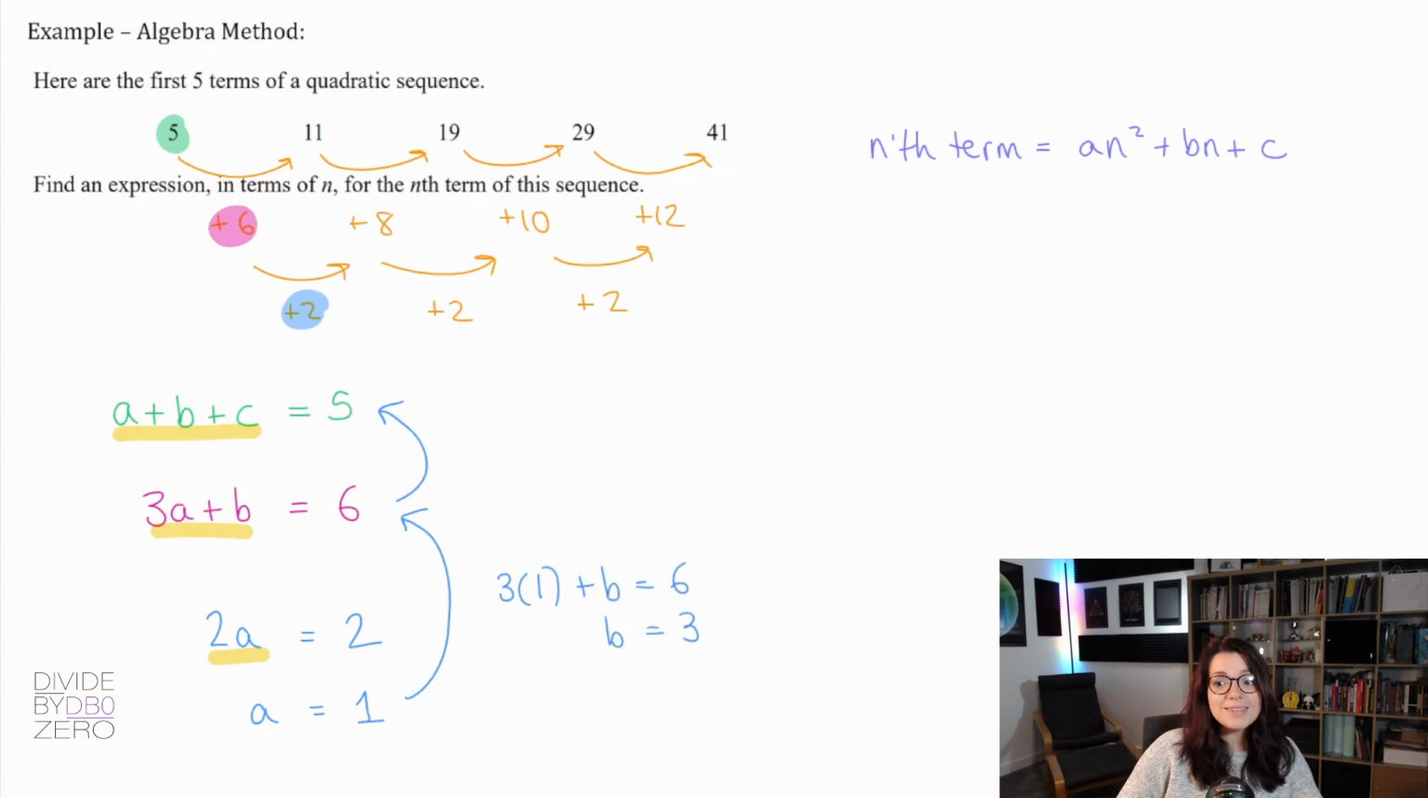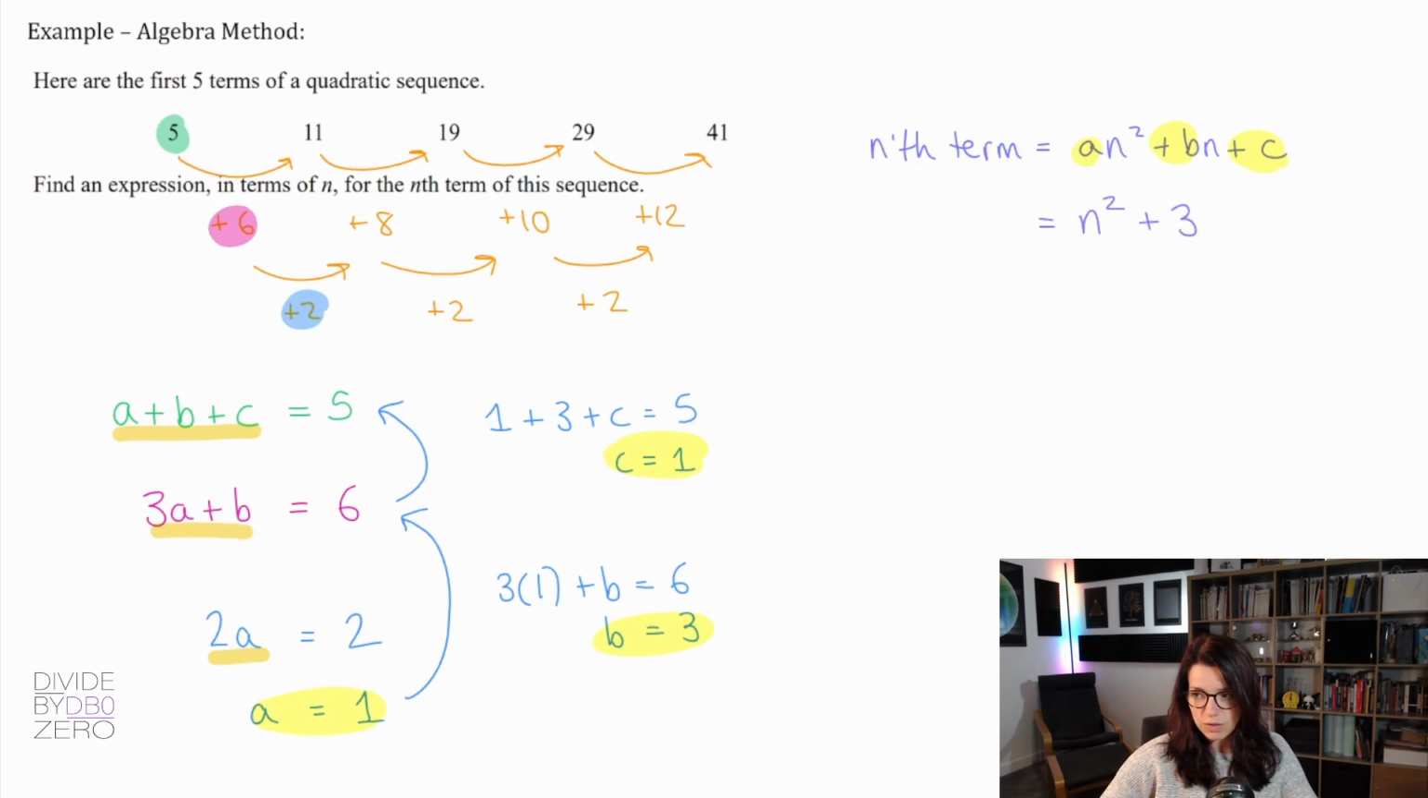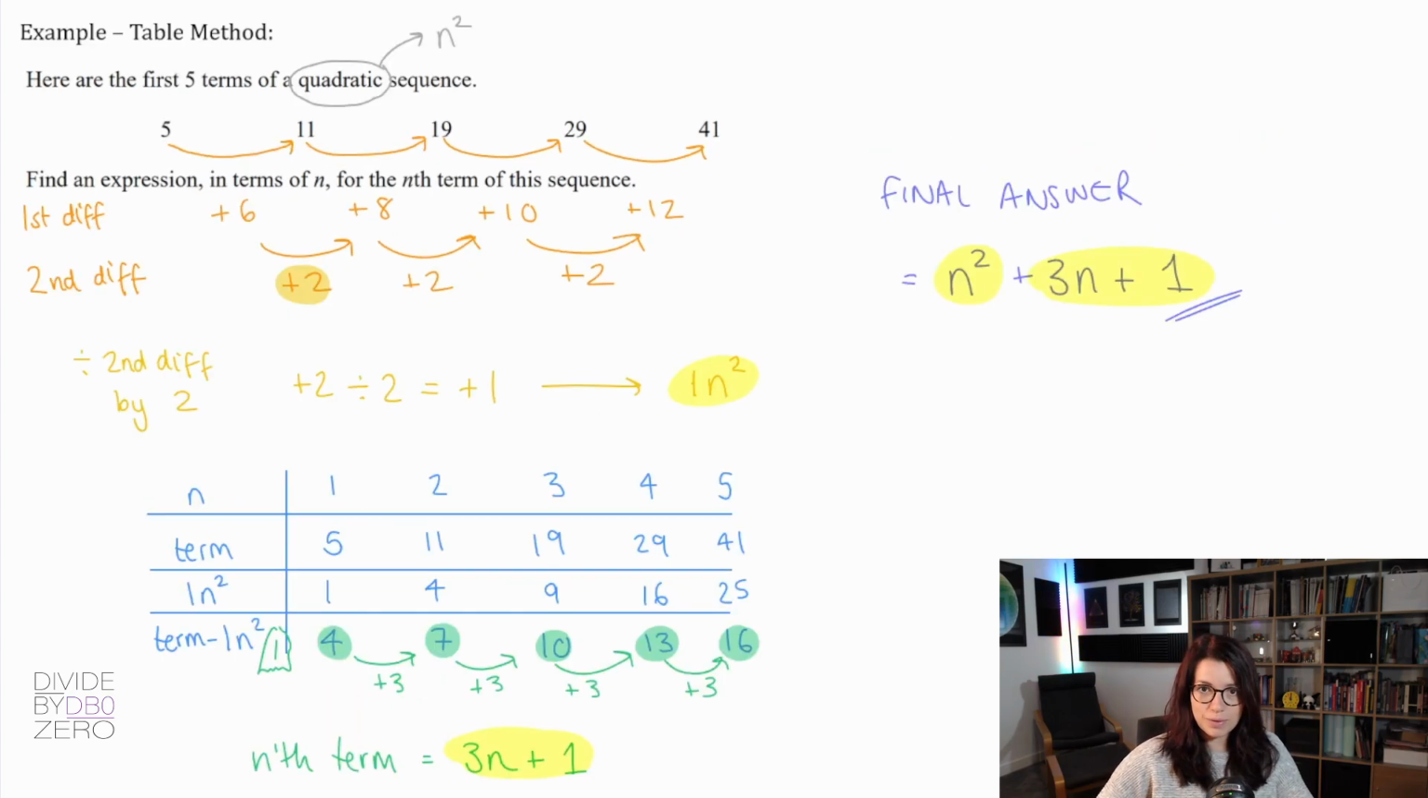And then if we put a and b into the first equation, we have 1 plus 3 plus c is 5, and that means c is 1. Now you have your values for a, b, and c, so you just pop them into this equation, and that will be your final answer. So altogether, we've got 1n squared, so again, just n squared if you want, plus 3n plus 1, which is exactly the same as what we got last time.